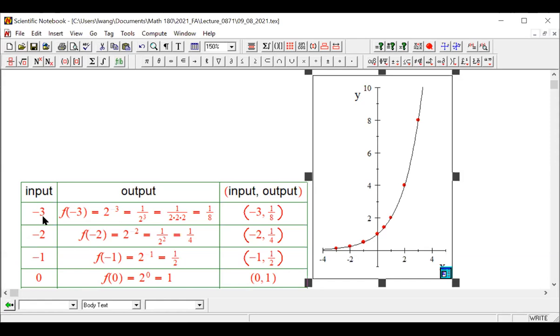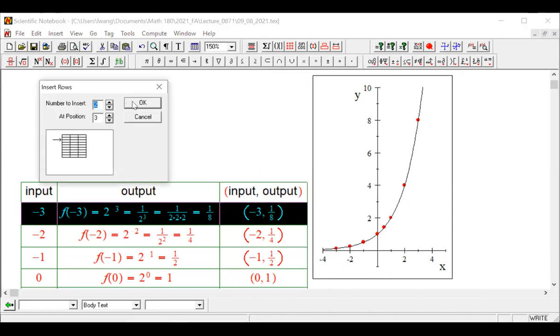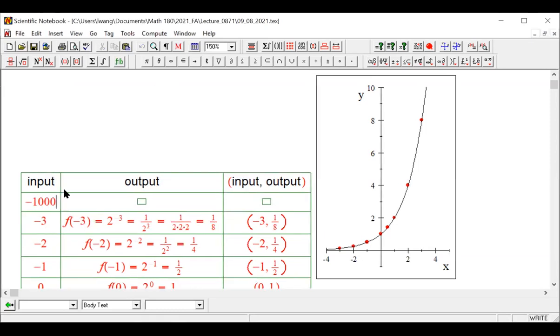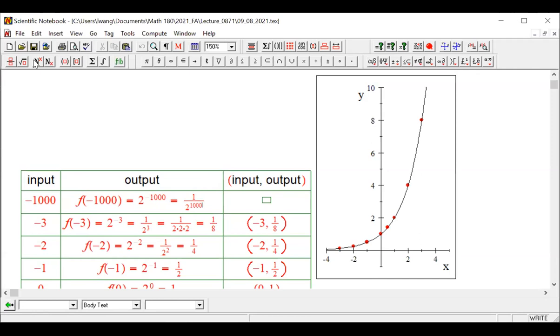Because no matter what the input is, right? For example, if I have an input of -1000, what will be the consequential output? This is going to be -1000, right? So this is going to be 2 to the power -1000. 2 to the power -1000 is going to be a very small number. But yet, it is larger than 0. It is larger than 0.